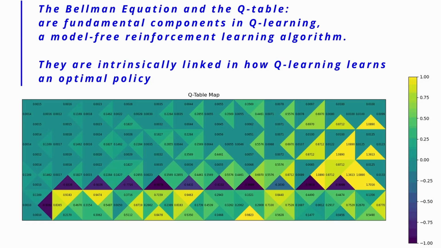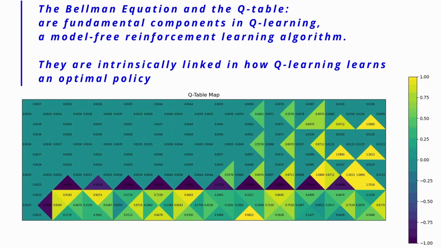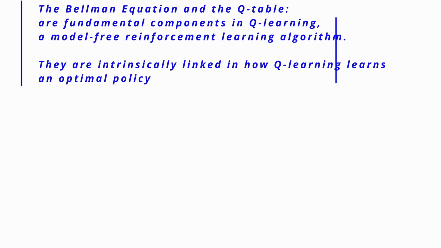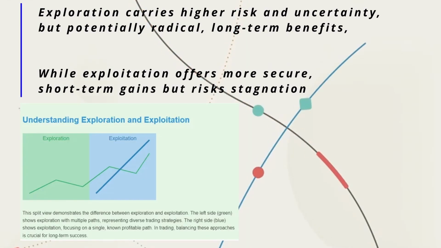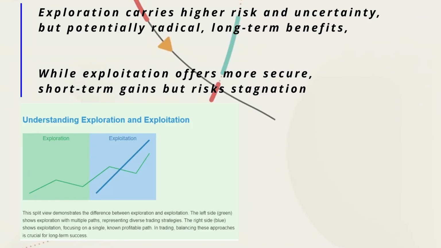It helps the agent weigh long-term gains against short-term ones. So as the agent is learning, refining its policy, figuring out these values, it hits this classic problem, right? The exploration-exploitation dilemma. Yes. The ultimate dilemma, isn't it?